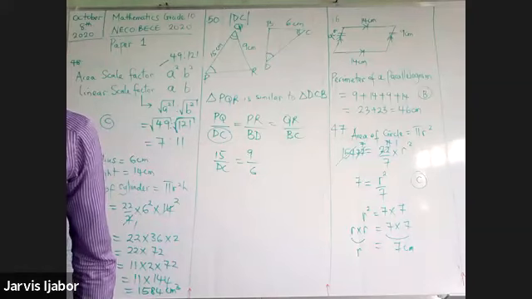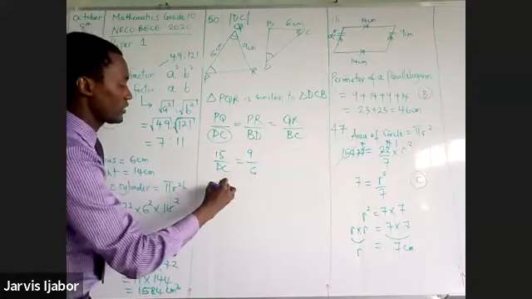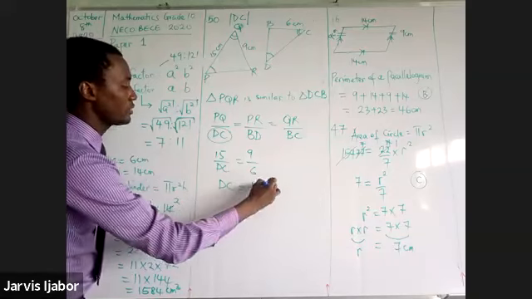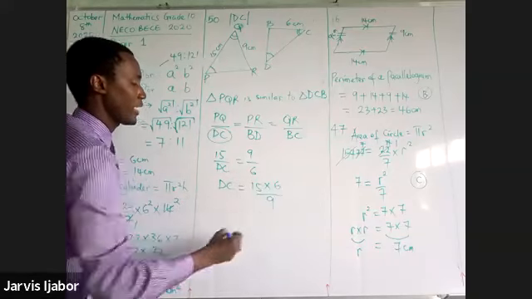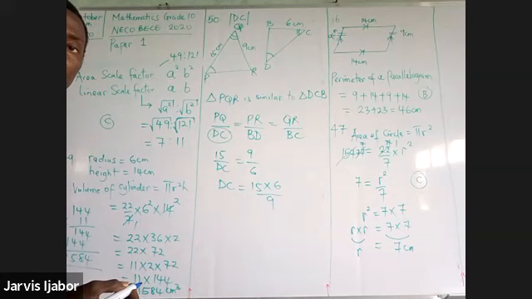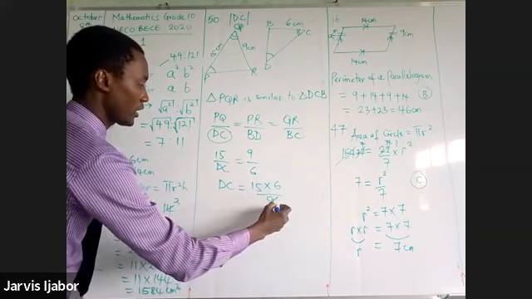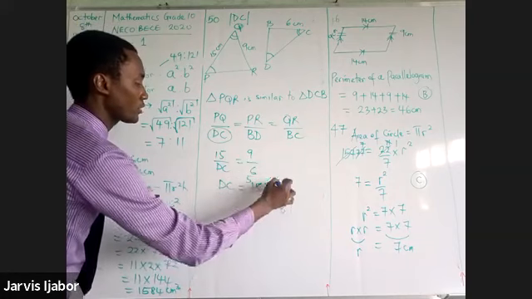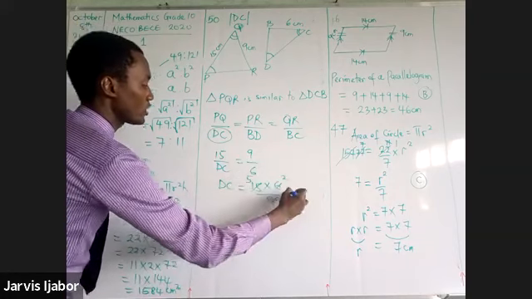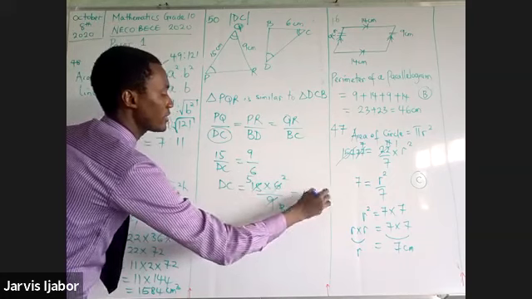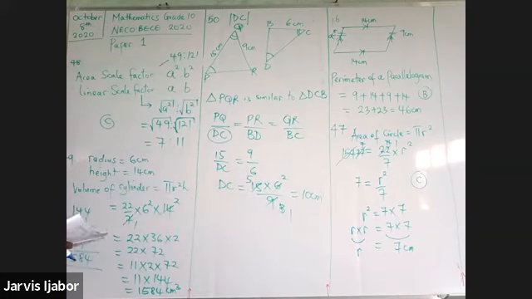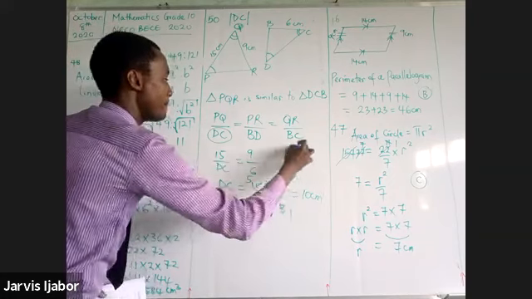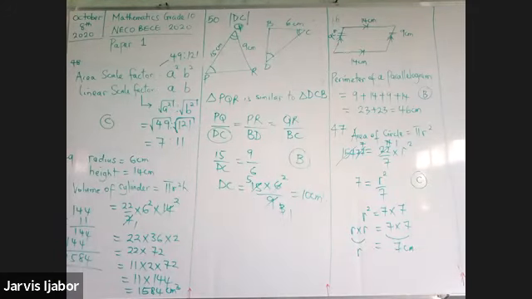So what does that give you? DC will be equal to 15 times 6 divided by 9. So we'll cancel out. 3 here will give me 3. 3 here will give me 5. 3 here will give me 1. 3 here will give me 2. So this essentially will be 10 cm. So that answer will be B.